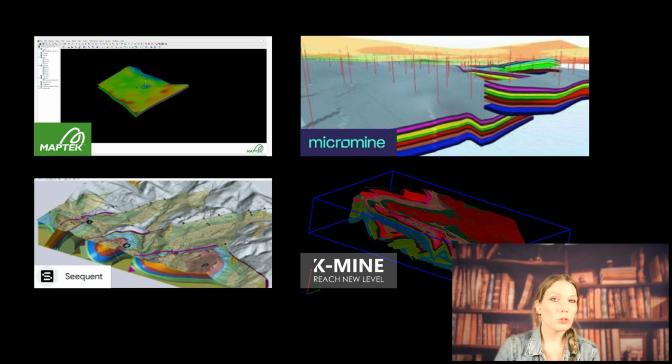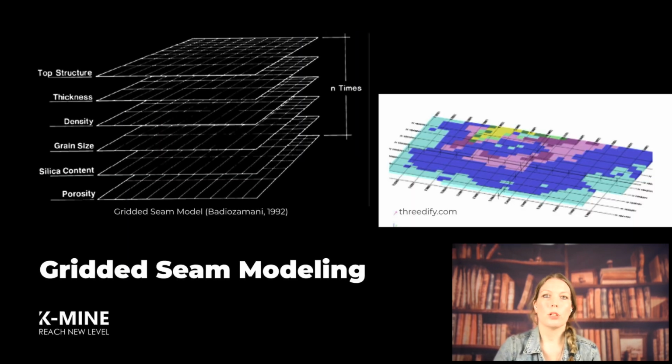Very few software packages actually offer fully integrated stratigraphic modeling. Even fewer can extend that capability into project production planning, and KMine stands out as one of those rare solutions. So let's explore the GIS tools available today and dive into what sets various 3D seam modeling algorithms apart. Certain software solutions have tackled the challenge of bed correlation in 3D seam modeling by employing gridded seam modeling, or GSM.